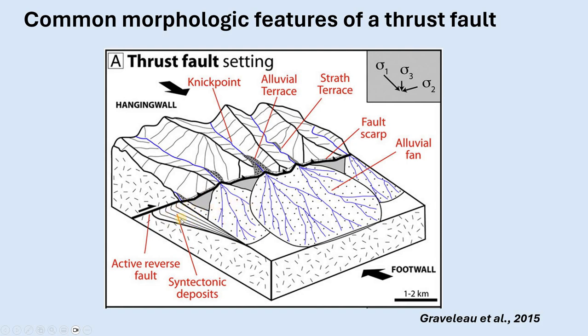So we have more syntectonic sediments, we have more alluvial fans, and we'll often also see signatures in our river profiles, such as nick zones or other terraces that are being produced as those rivers cut down into the hanging wall block.